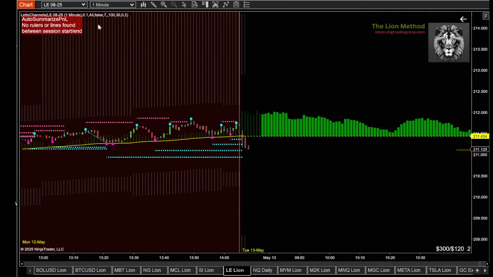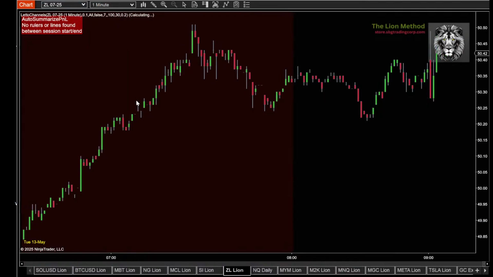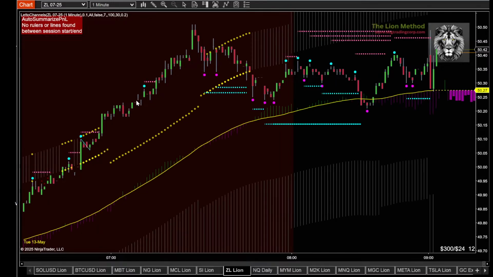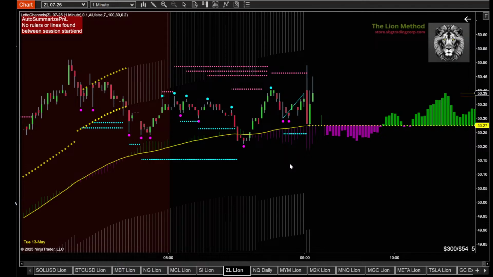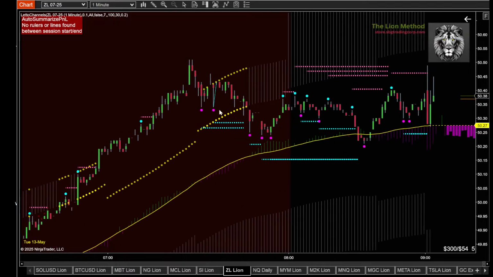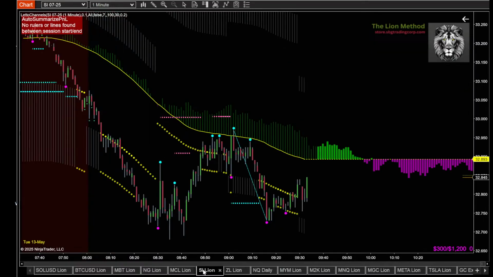All right, so let's take a look at one of my favorite commodities, the bean oil contract. Yeah, nothing here yet. Nothing overbought or oversold. We did have an overbought condition earlier this morning. I would have gone short here for a nice little scalp. That would have been a good trade.